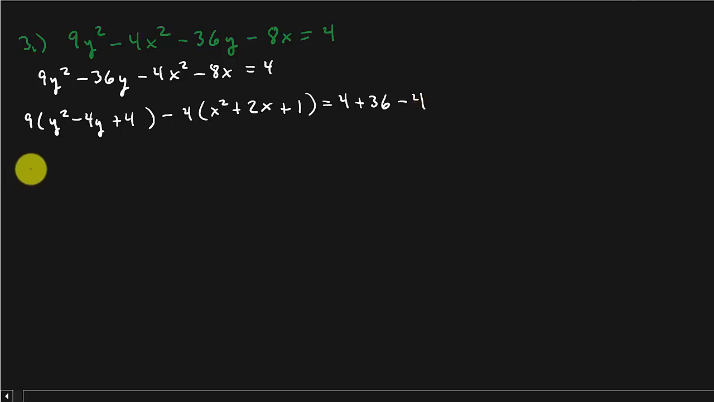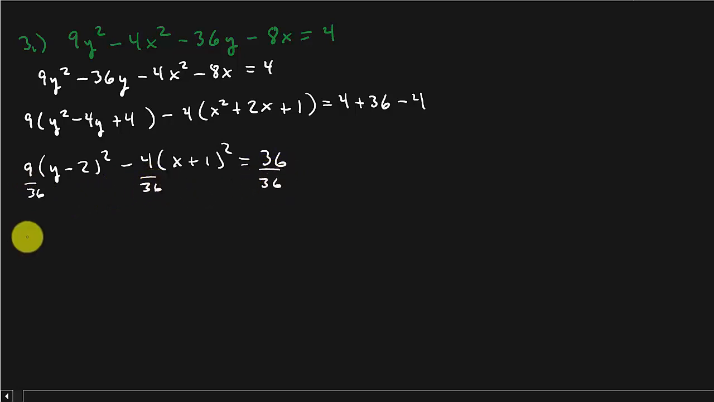All right? And so this is going to give me 9 times y minus 2 squared minus 4 times x plus 1 squared equals 36. And then, of course, we want the 1 right here. So I'm going to divide everything by 36. So that's y minus 2 squared over 4 minus x plus 1 squared over 6 equals 1.